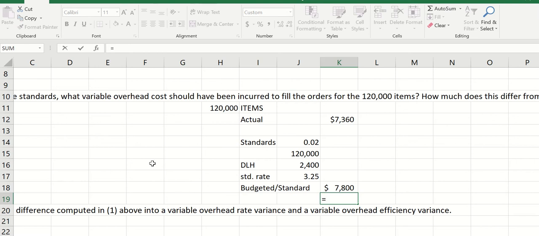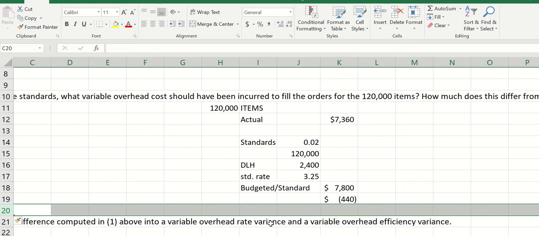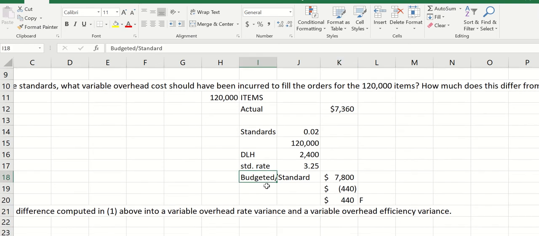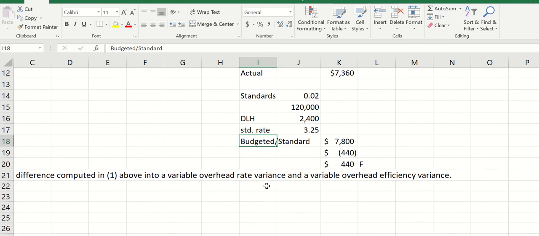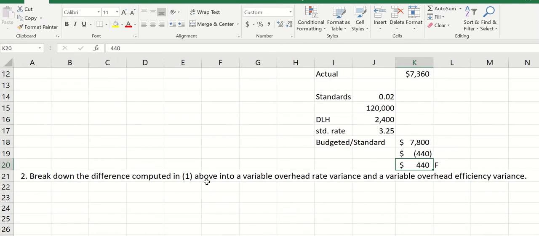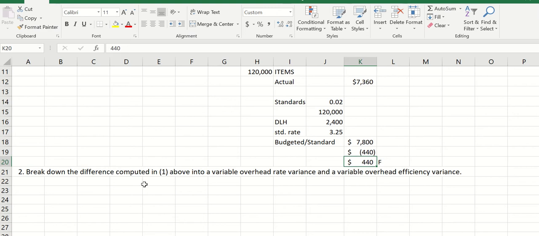And so if actual minus budget or standard amount is negative, then I've come in under budget. We don't use it as negative. We say 440, and we would say favorable variance. So in total, we have a 440 favorable variance because our standard costs told us we should have been spending $7,800, but we spent under that, and so our manager would be happy that we underspent, and we would have a favorable variance. Now we're going to break it down.